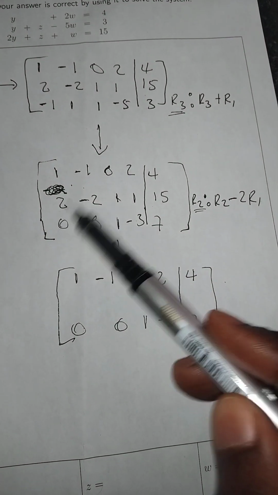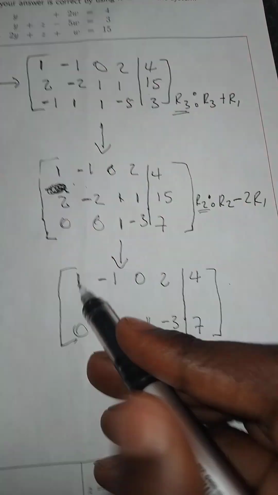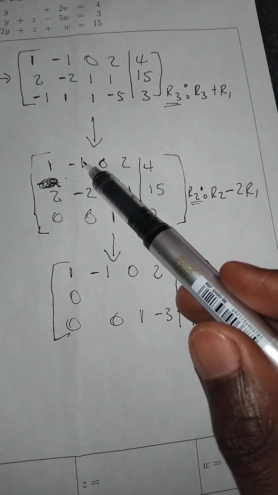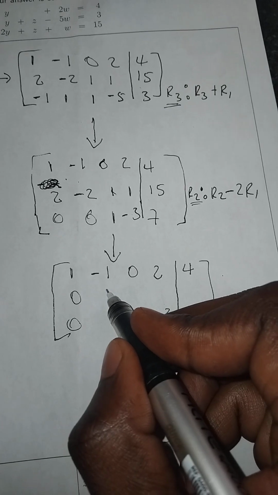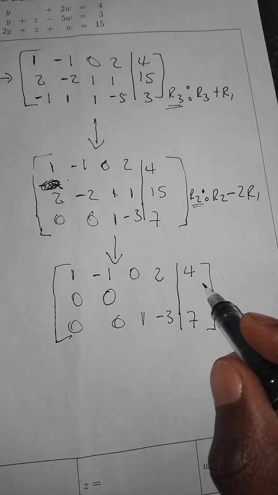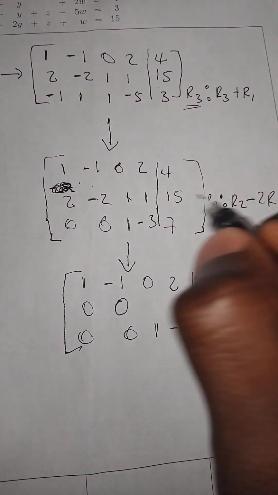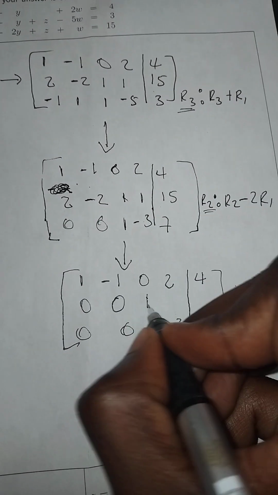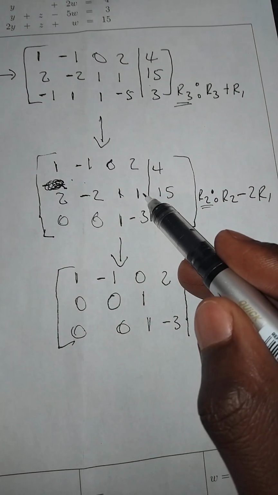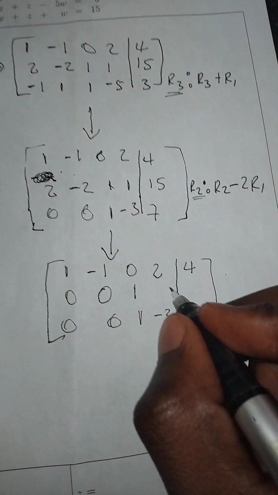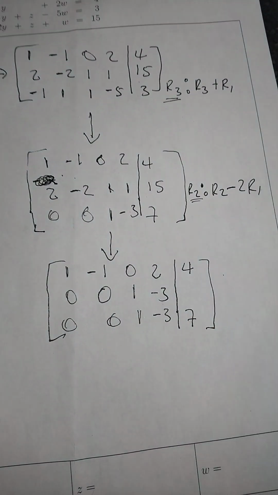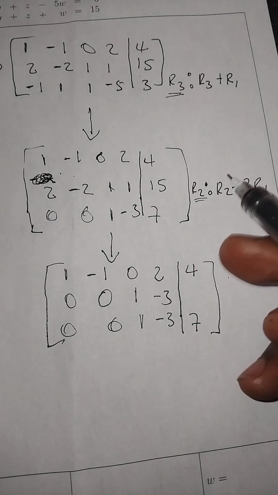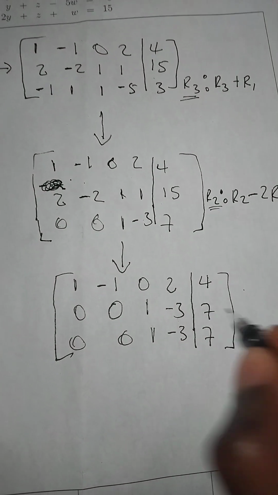So row 2 minus 2 row 1: 2 minus 2 by 1 will be 0. Then minus 2 plus 2, I have 0 again. Then 1 minus 2 by 0 gives me 1, and 1 minus 2 by 2 gives me minus 3, and 15 minus 2 by 4 gives me 7.